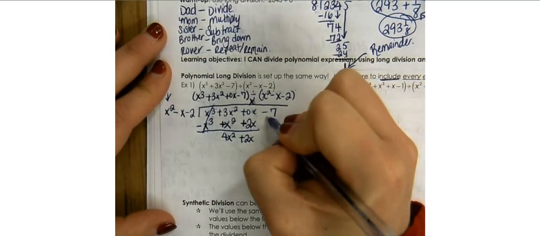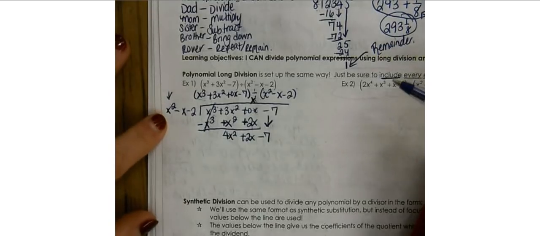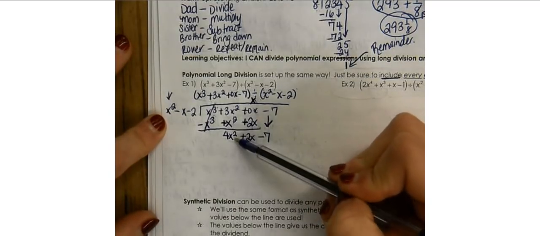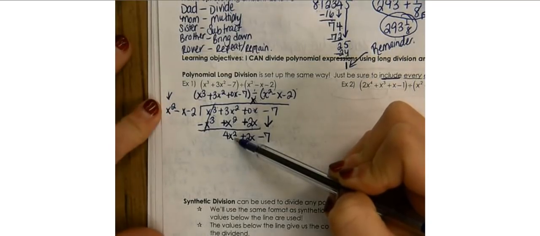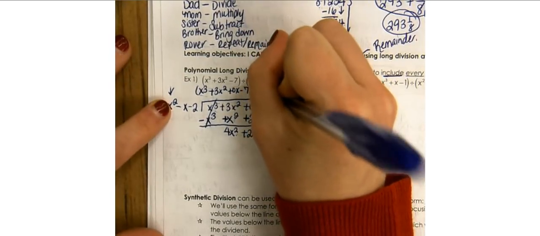Now we're going to bring down our next term, and that is minus 7, and we're going to repeat the process. Once again, we just work with our first term, which is x squared, and the new first term, which is 4x squared. We ask ourselves, what times x squared equals 4x squared? That is going to be a positive 4. So I'm going to write plus 4, lining up my plus 4 with my constant term.